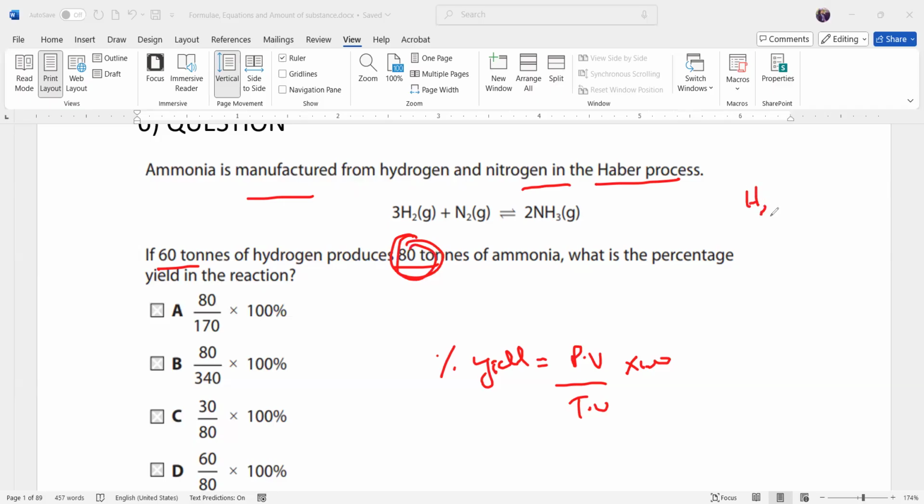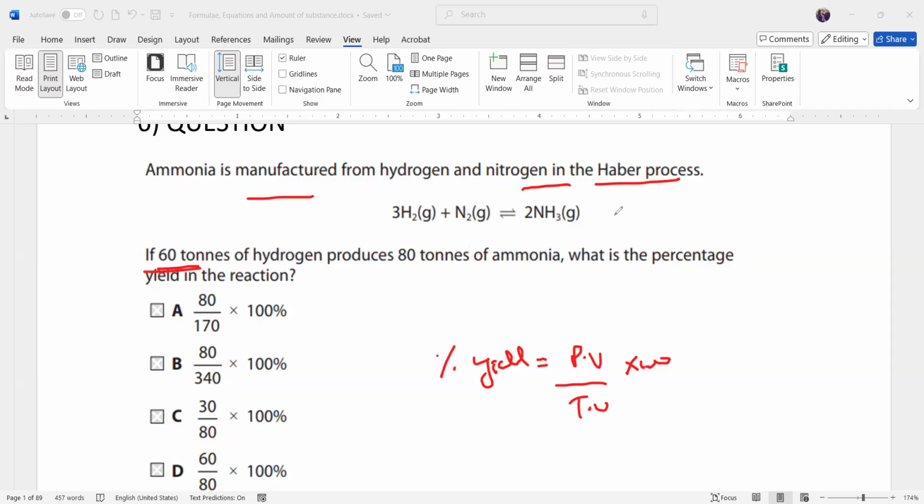So we can take a ratio between hydrogen and ammonia. According to the ratio, 3:2 is the ratio. So if I have 60, this will be X, cross multiply. But this is a mass that is given. So for a mass, you have to convert into moles as well, because the practical value is given as 80 tons. Because ton is a unit of mass, I have to first find the moles.